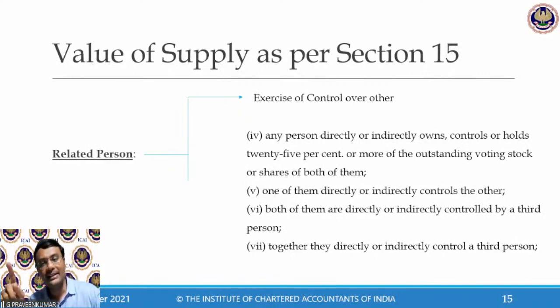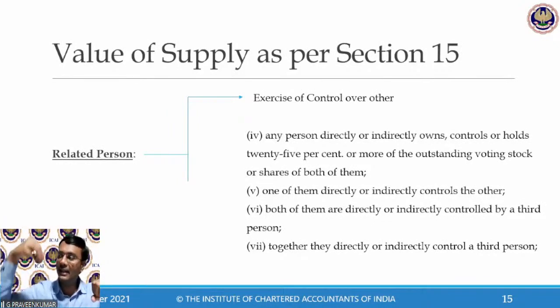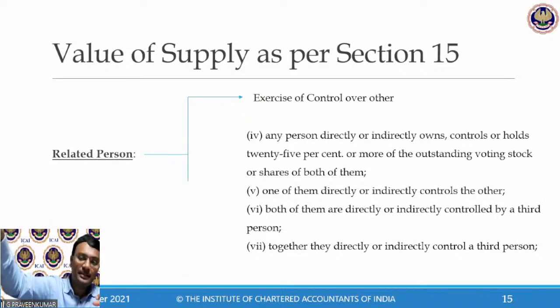Both of them are directly or indirectly controlled by a third person. Now, this seller and buyer may not be related, but they have a middleman, a third party. This third party is controlling the buyer and controlling the seller. Then again, it is called a related party transaction. Together, this buyer and seller can control a third person.